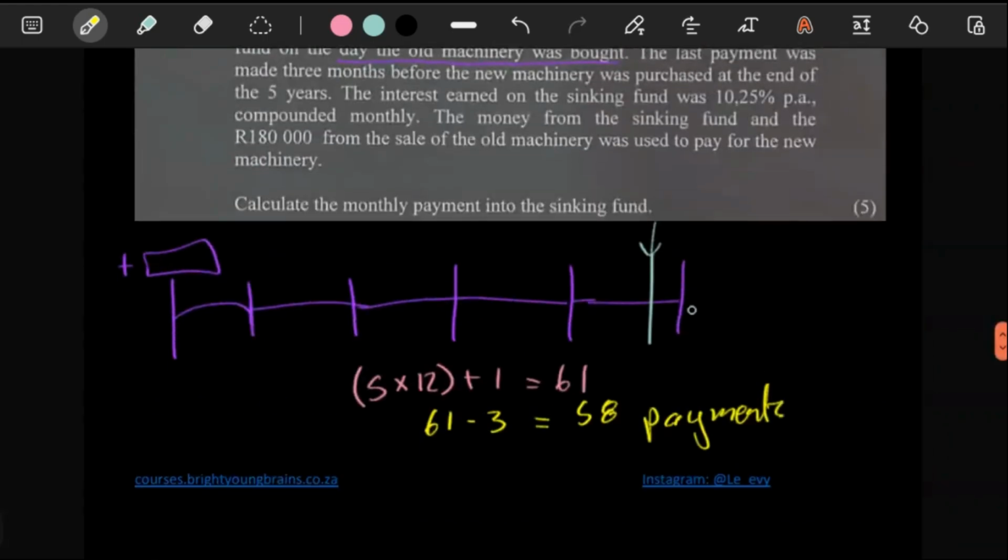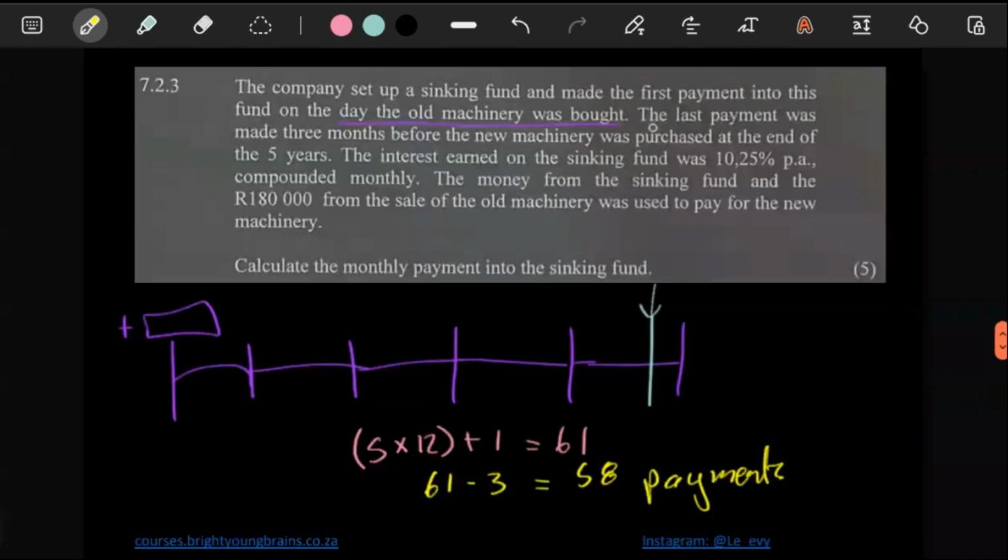So before we even finish reading the question, this is the idea. From this to that, we'd have made 61 payments because it's like 5 years, right? 5 times 12 is 60, plus this one payment there would have given you 61 payments. But then because they made the last payment 3 months before the 6 years finished, it means it's 58 payments.